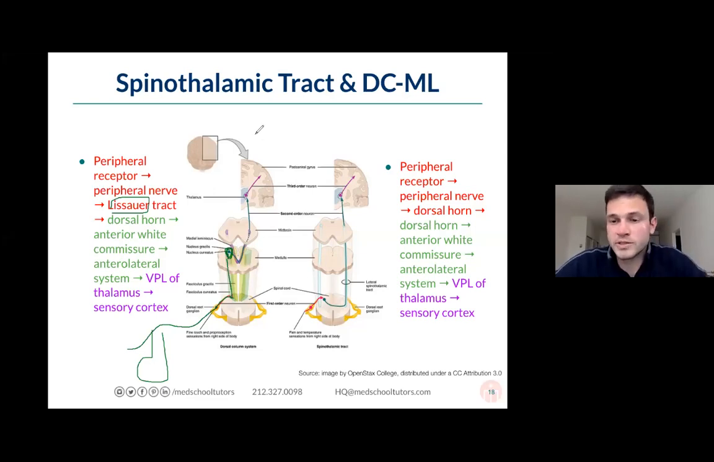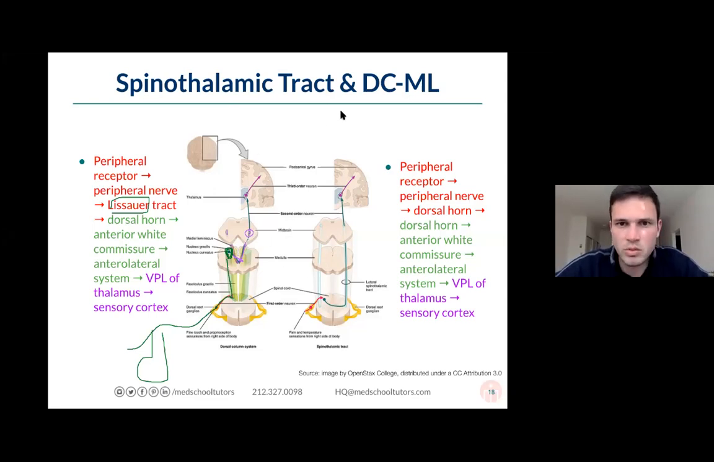So that first neuron did its job. It got information to the spinal cord. The second neuron is then going to carry the baton. It's going to cross. And then it's going to ascend in the anterolateral, the front, anterior, lateral, and side. This is up in the midbrain and the medulla, so don't.